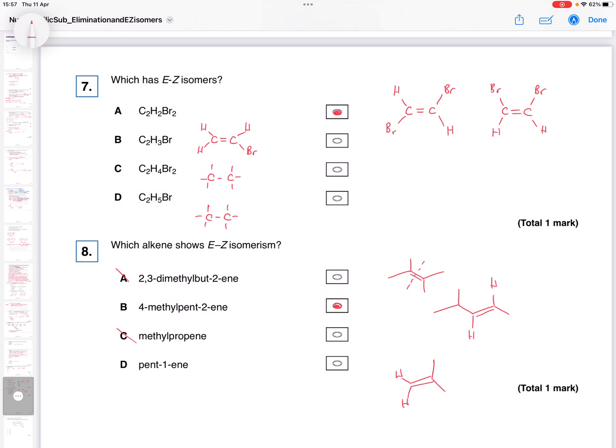And pent-1-ene, so we've got hydrogens, so they're the same, they're the same, they're the same, but in this one these 2 are different and these 2 are different, so we've got B as our correct answer.